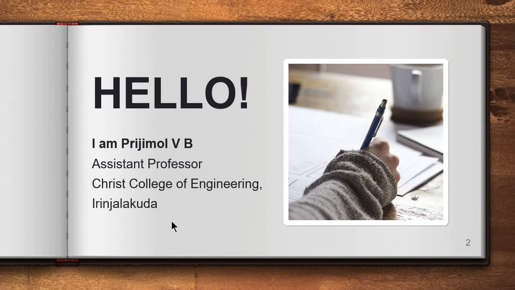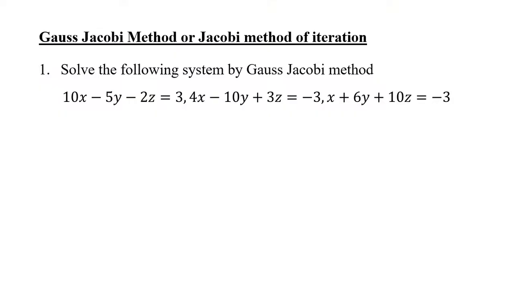Hi all, in this video I will teach you how to solve system of equations using Gauss-Jacobi iteration method. This method is similar to Gauss-Seidel iteration method but with few changes. First let us check whether they are diagonally dominant.